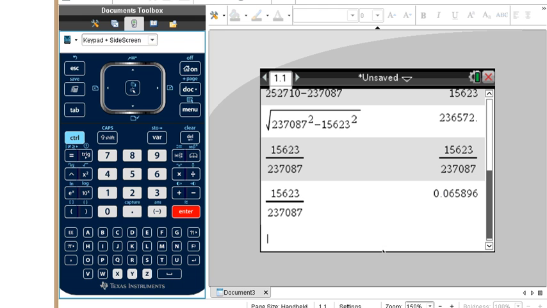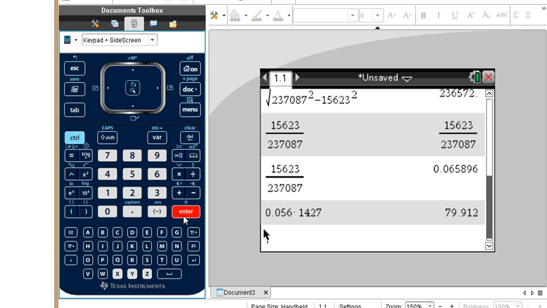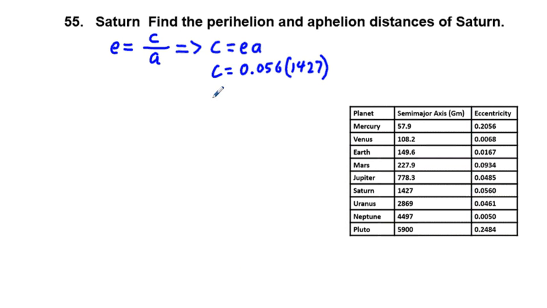So we have 0.056 times 1,427 gigameters. And so that's going to be 79.9, which we'll call 80 gigameters. So we'll say that C equals 80 gigameters.